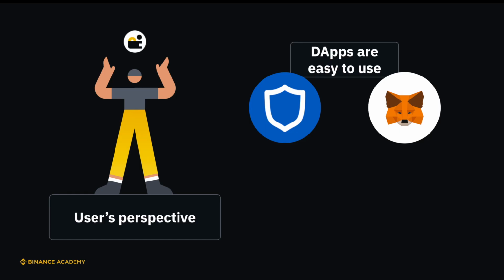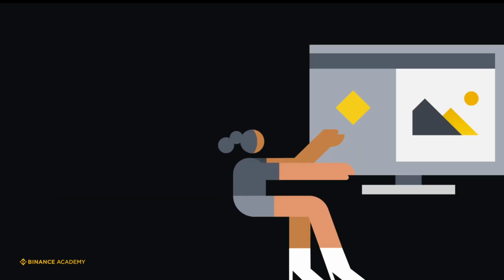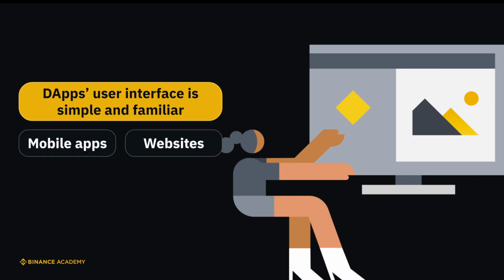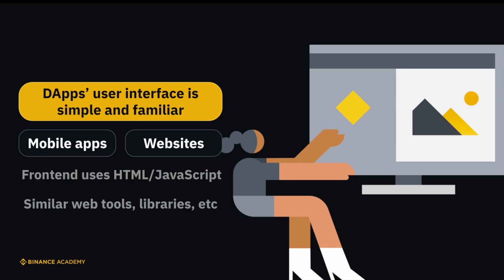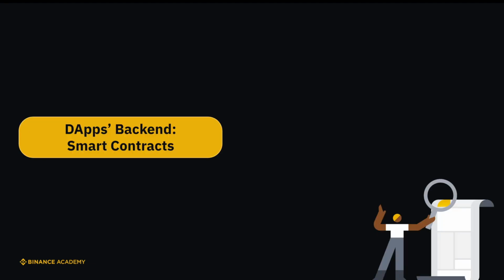You'll just need a compatible wallet like MetaMask or Trust Wallet and some cryptocurrencies to start exploring the thrilling world of DApps. The user interface of DApps is generally simple and familiar to users who are used to using traditional apps. DApps can be mobile apps or websites, because a DApp's frontend uses the same programming languages as centralized applications, such as HTML or JavaScript. DApp developers also use similar web tools, libraries, and frameworks to create user interfaces that are comparable to that of centralized applications.